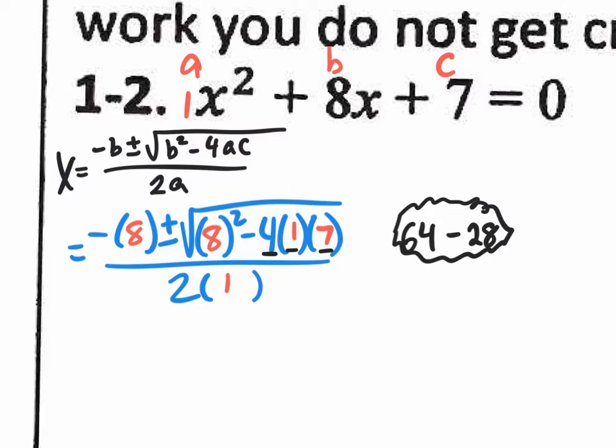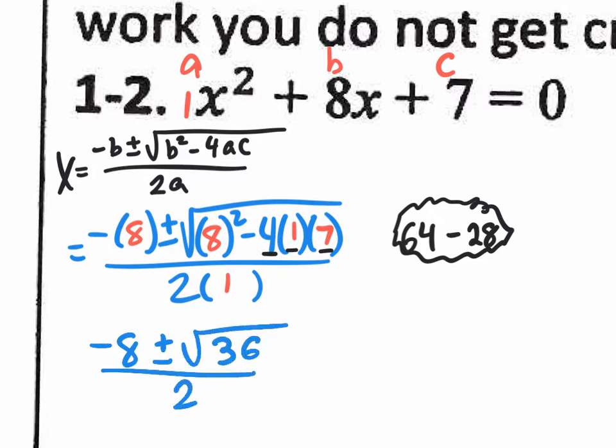So let me rewrite what I have. I have the negative 8. I have a plus minus. I have the square root. The discriminant is 36. It is over 2. And I could do the square root of 36. What is the square root of 36? 6. So I really have negative 8 plus or minus 6 over 2.